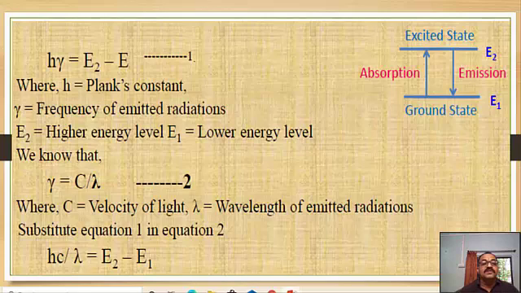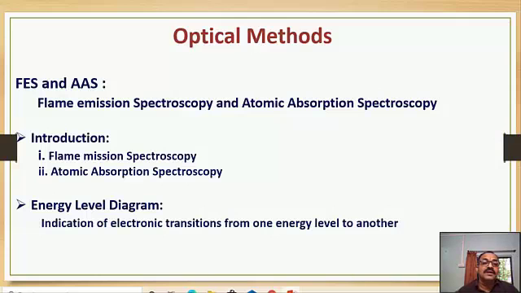So that 3s electron can be excited to the 3p orbital by gain of thermal energy. When that electron comes back to the ground state, that is the 3s level, it emits quanta having wavelengths of 589 nanometer and 589.6 nanometer. In case of potassium, the valence electron is present in the 4s orbital.